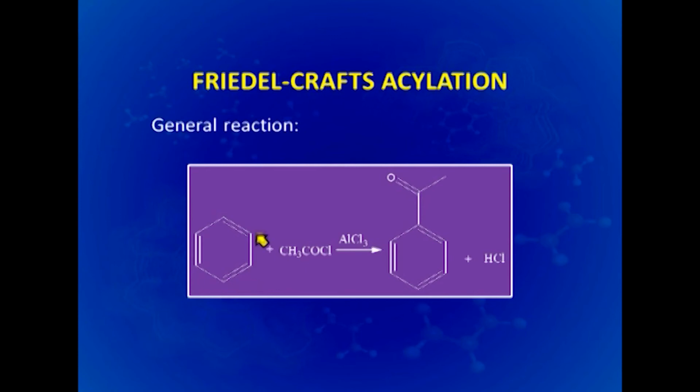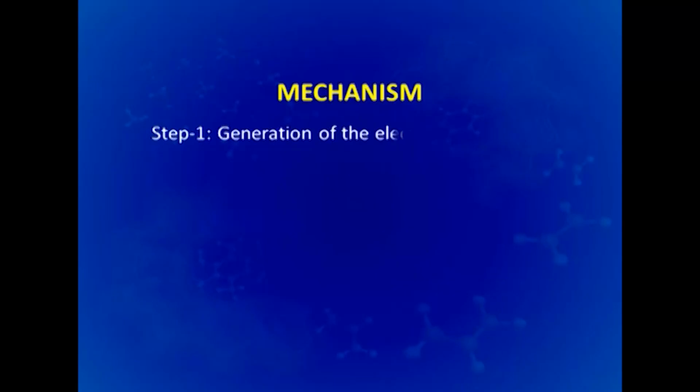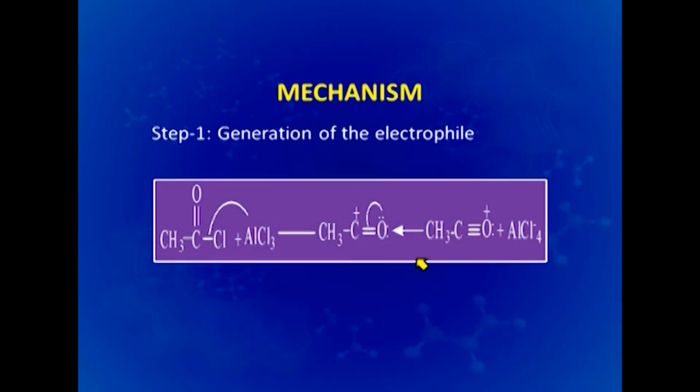So here, benzene reacts with the acyl chloride in the presence of a Lewis acid, that is aluminum chloride, and gives rise to acetophenone. So here the acyl group transfers from one component to the other component. The Friedel-Crafts reaction involves 3 steps. The first step is the generation of the electrophile. Here the electrophile is the acylium cation.